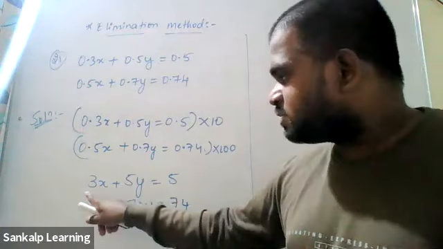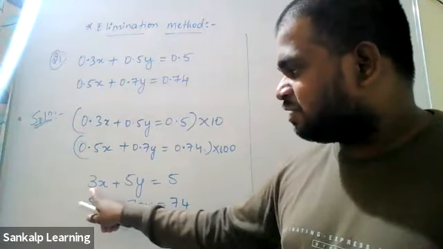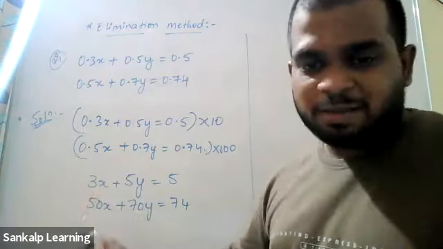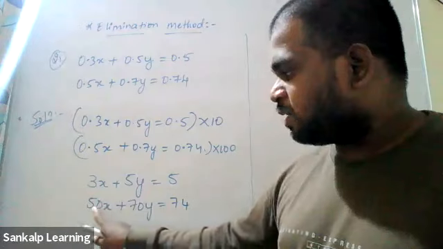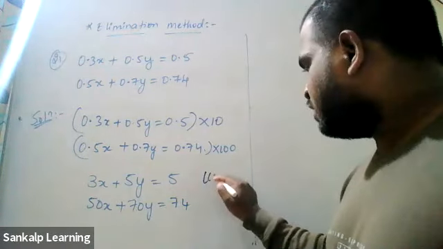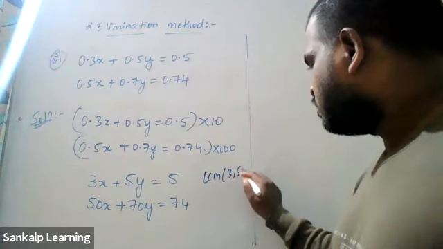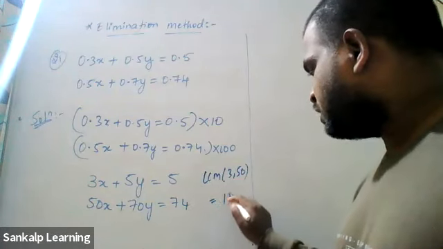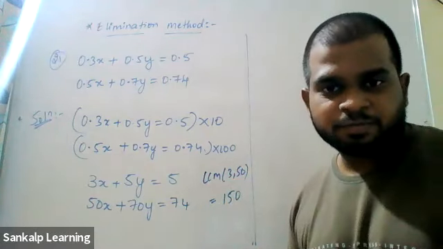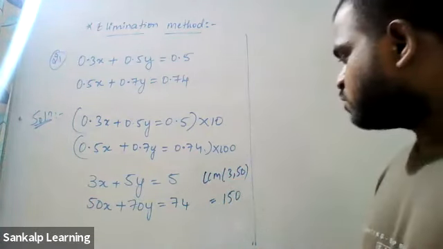To eliminate x, the coefficients must be same. Here with x there is 3, here with x there is 50. Okay? Both should be the same number. Here with x the same number should be there, and here also the same number. But here they are different. So we have to take the LCM. LCM of 3, 50. What is the LCM of 3, 50? It is 150 if I am not wrong. Yeah? Is it correct? Yes, sir. So 150 comes.